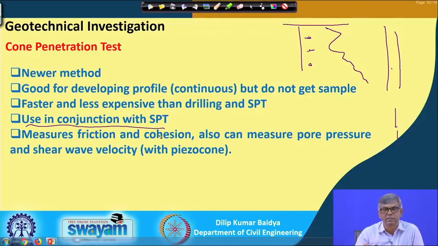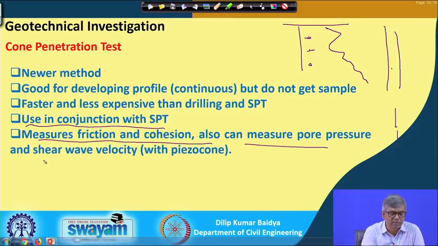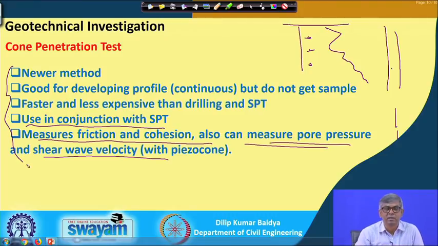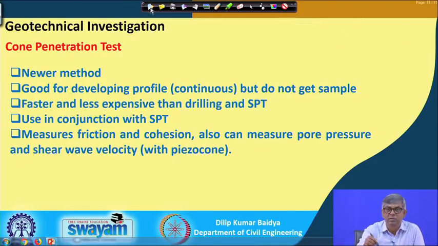and it can be used in conjunction with SPT. Wherever SPT is done, this can also be done, and measurements of friction and cohesion can be made separately, and sometimes by using a piezo cone, you can measure pore pressure, and you can also measure shear wave velocity. So, there are so many advancements in this, but we have very little information. Information is there, but I do not want to burden you with too much of this.